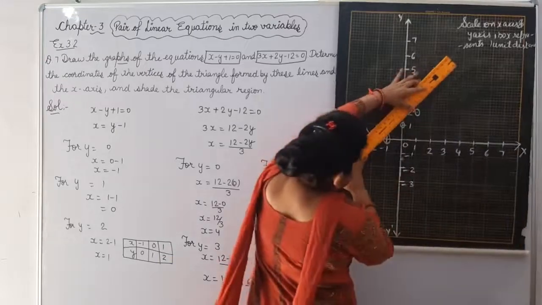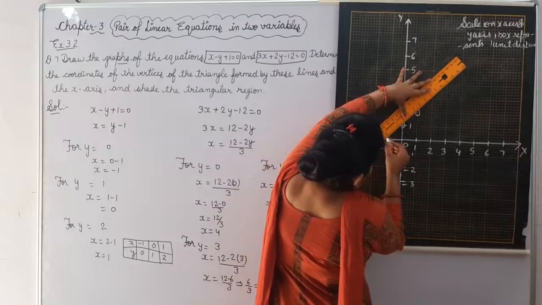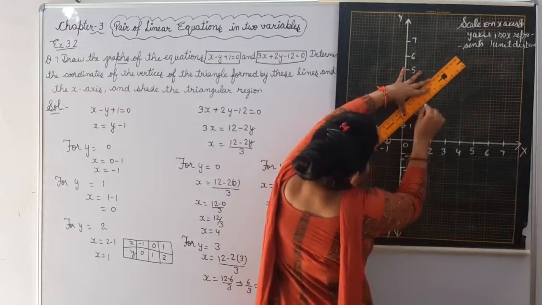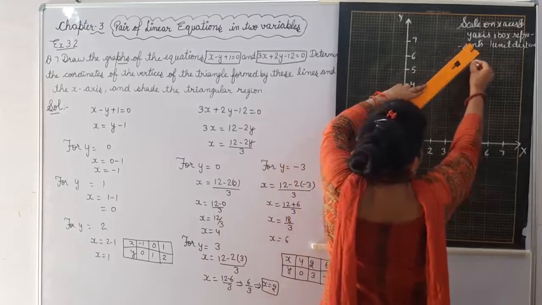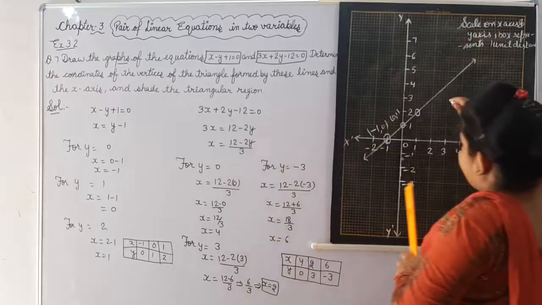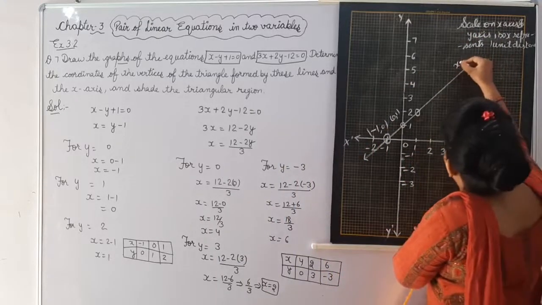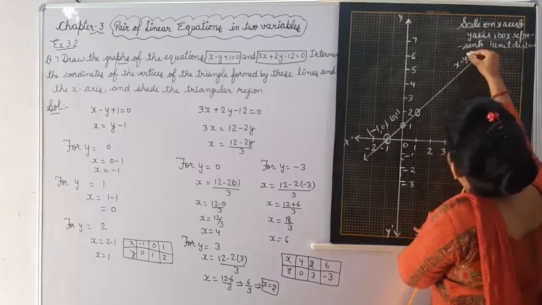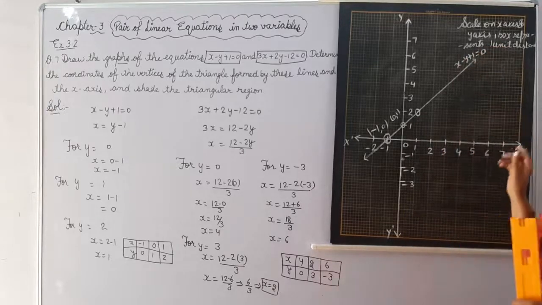Now, join these points like this. We will join these values and we will get a line like this. And this line represents which equation? x minus y plus 1 is equal to 0. This is our first equation.